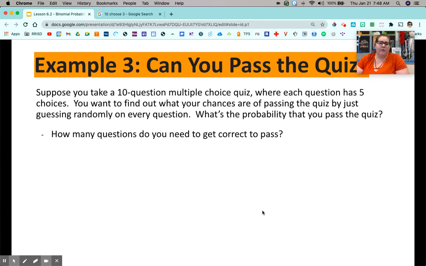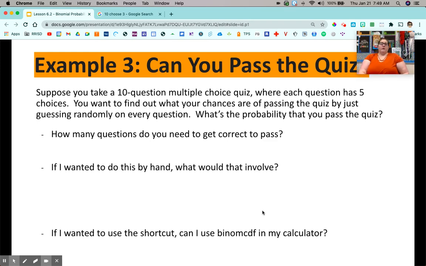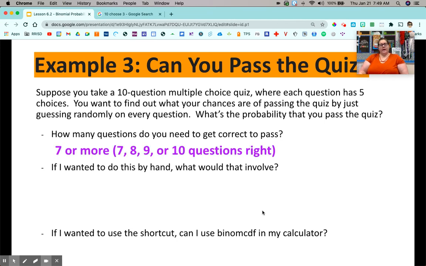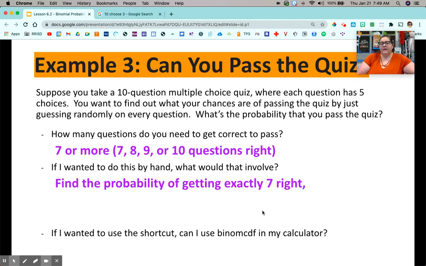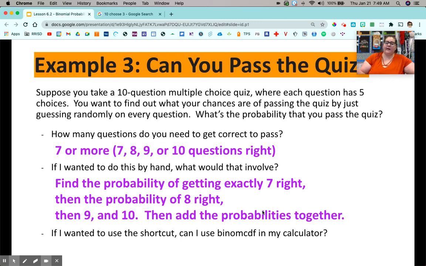So firstly, let's think about how many questions do I need to get correct to pass? So that would be 7 or more, right? So 7, 8, 9, or 10 questions right would give me a passing grade. If I wanted to do this by hand, right, I would have to find the probability of getting exactly 7 right, find the probability of getting exactly 8 right, and then 9, and then 10, and then add them together. If I want to use the shortcut in my calculator, that Binomial PDF, with Binomial PDF is perfect and precise, I would have to do that separately for 7, 8, 9, 10, and add them all together.